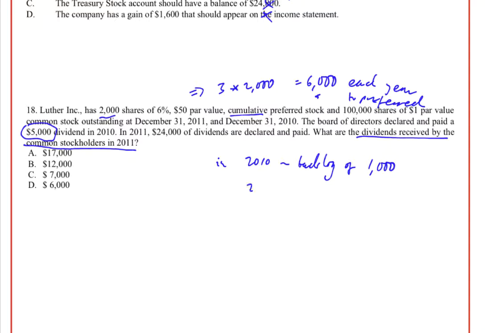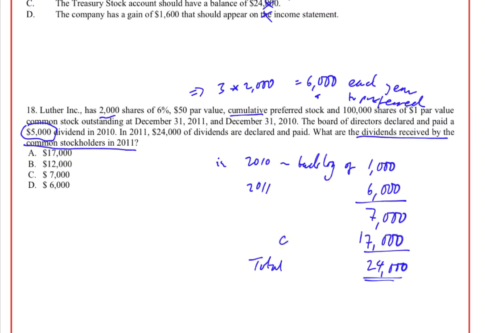less the 5,000 that they got. And then in 2011, there's obviously their current year entitlement of 6,000. So 7,000 goes to the preferred shareholders in 2011. Of the balance then, because we know the total dividend is 24,000, 7,000 goes to the preferreds, and that leaves 17,000 for the common. And so the answer is A.